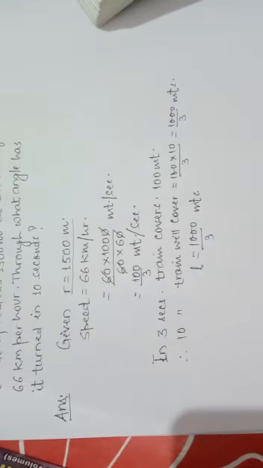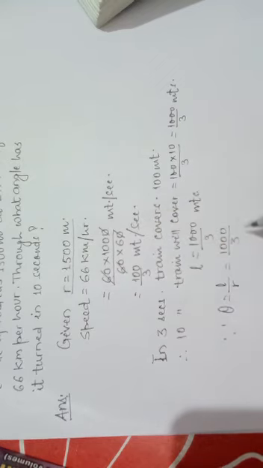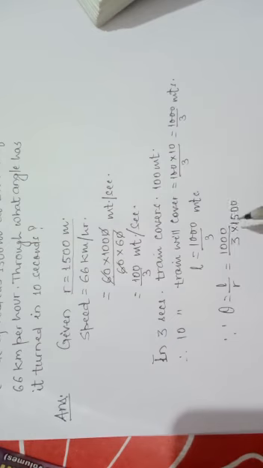Now calculate theta. Since theta is equal to L upon R, L is 1000 by 3 and R is 1500. So write here 1500. Simplify this one. 2 zeros should cancel. Cancel this one by 5. So it becomes 2 by 9 radian.